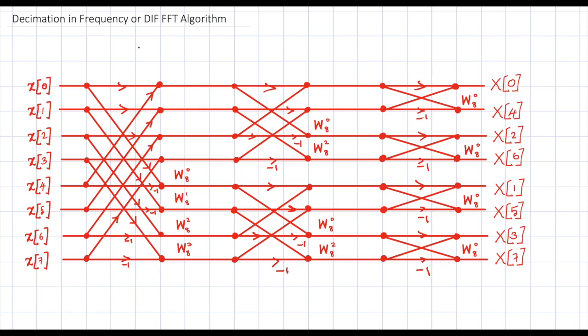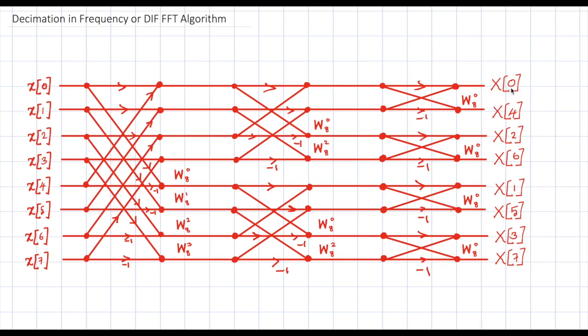So the given diagram is actually the flow graph of computation of the decimation in frequency FFT algorithm. The following diagram shows the flow graph for computing the DFT of a signal using the DIF FFT algorithm. So it has certain differences compared to the DIT algorithm. Here we are giving the input in the normal order without any rearrangement or shuffling, but the output is in the bit reversed order.